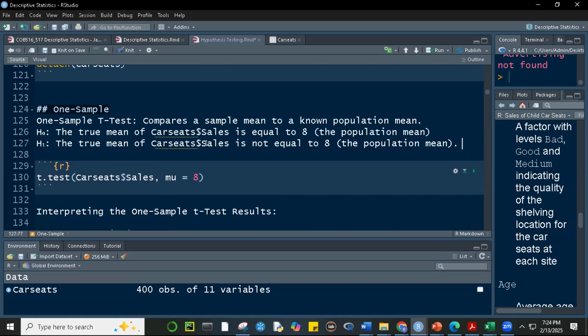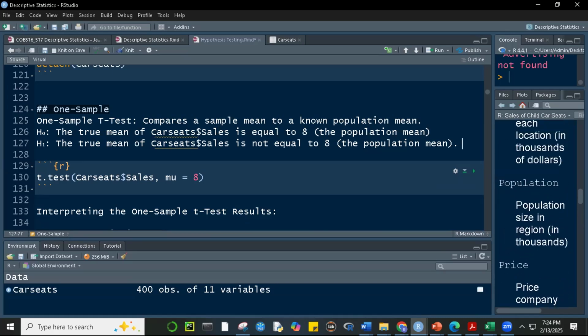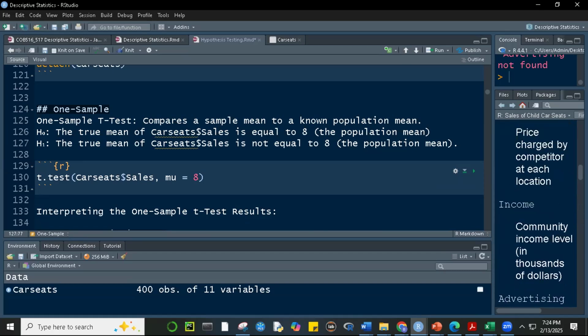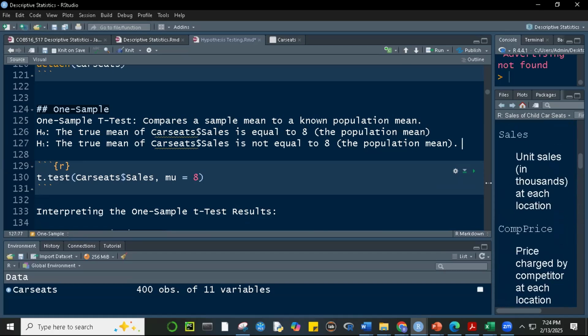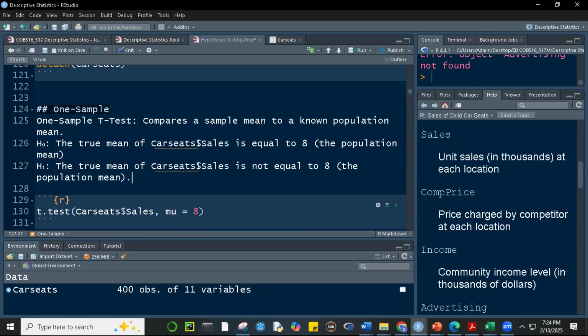Okay, one sample t-test. We would like to compare a sample mean to a known population mean. So let's suppose that in this industry that sells car seats, the population mean of sales is 8,000. I think it's in thousands. Anyway, this is just simulated data, just for purposes of discussion.